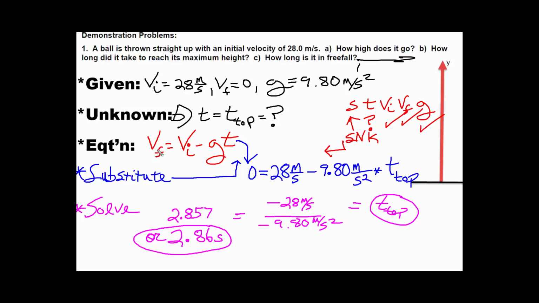We write that equation. Final velocity is the initial velocity minus the acceleration of gravity times the time. We substitute in 0 is 28 meters per second minus 9.80 meters per second squared times the unknown, time to the top. We solve, and we get 2.857, round that to 3 significant figures, or 2.86 seconds.